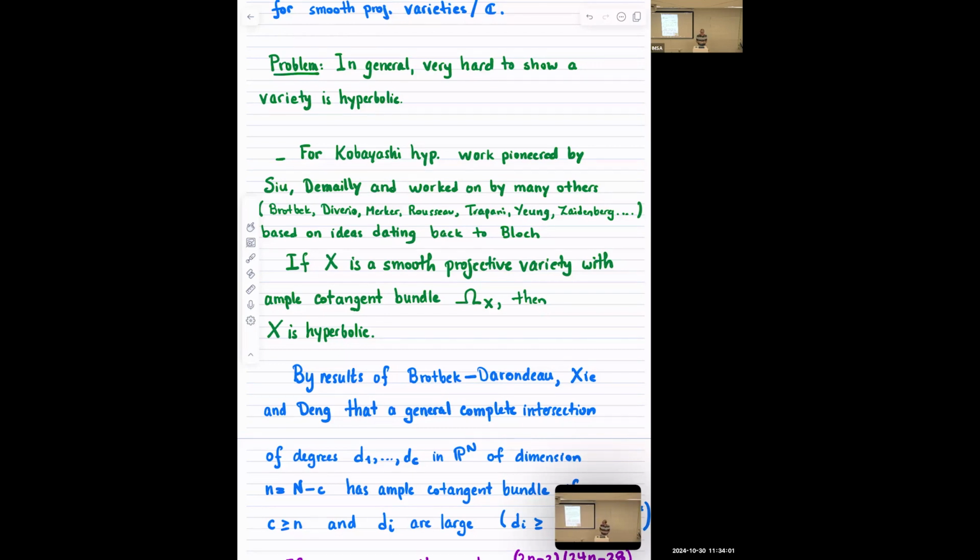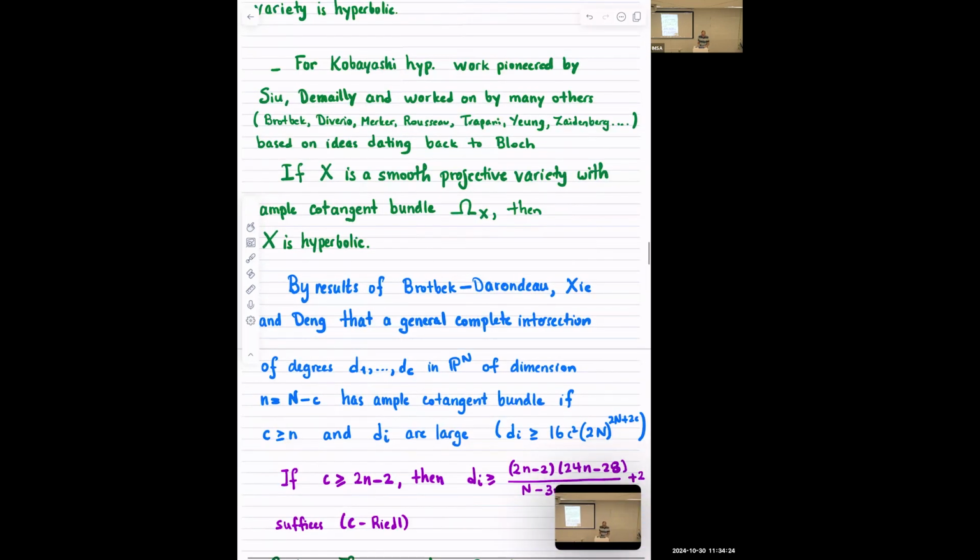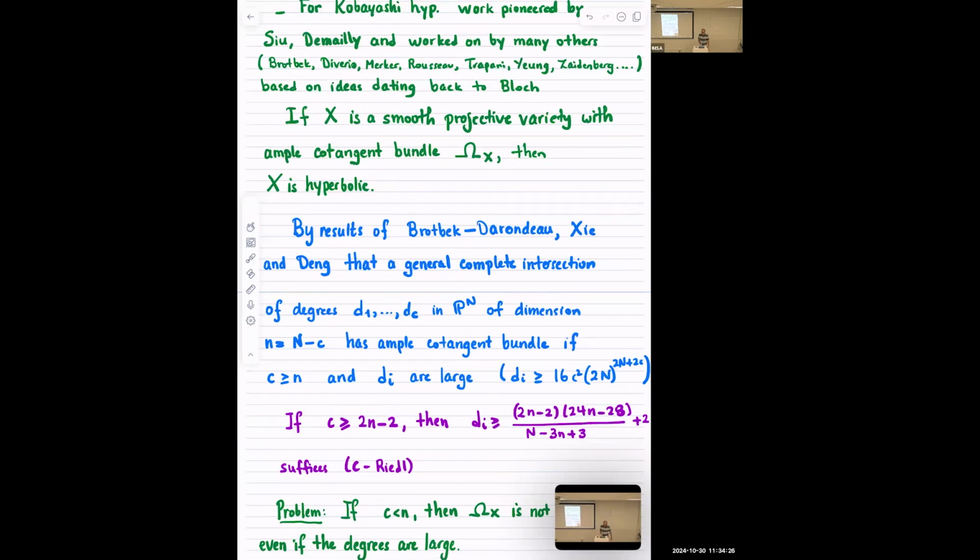There is one thing that does happen here: if X is a smooth projective variety with ample cotangent bundle, then X is hyperbolic. And of course, the technique usually involves weakening this condition and constructing various jet differentials and so forth, to restrict the loci where entire curves can lie.